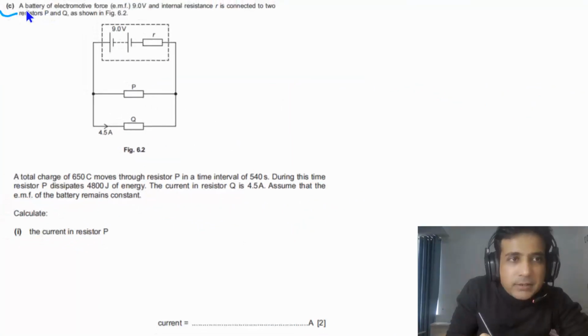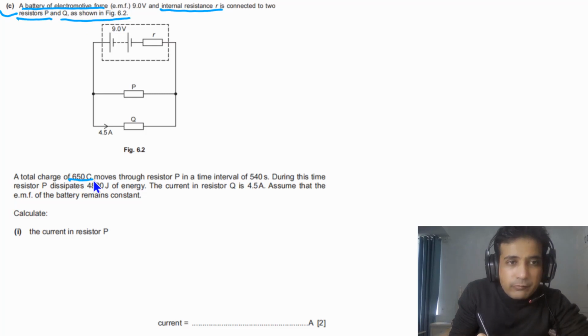For part C, it is given to us a battery of electromotive force 9 volts and internal resistance small r is connected to two resistors P and Q as shown in figure 6.2. A total charge of 650 coulombs moves through resistor P in a time interval of 540 seconds. During this time, the resistor P dissipates 4,800 joules of energy. The current in resistor Q is 4.5 amps. Assume that EMF of the battery remains constant, and we need to calculate for part 1 current in resistor P.